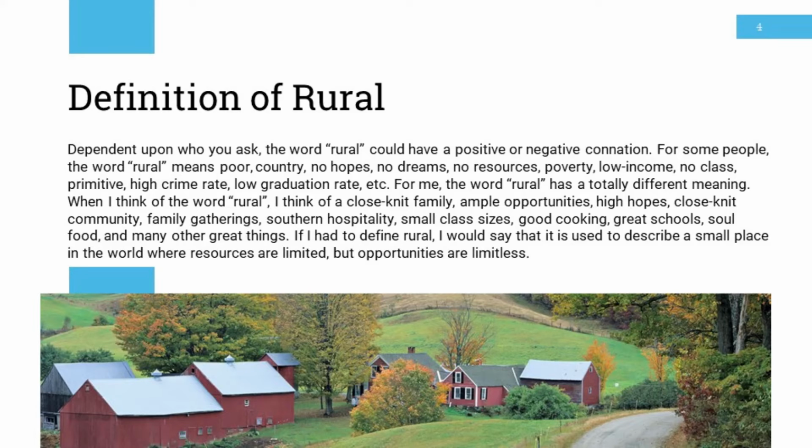Now, what does it mean if someone says you're from a rural area? If you looked online and tried to research that particular word, you would not find a definite answer to that question, because a lot of people say that rural is how you define it. What do you think it is? Also, it could be positive or negative.